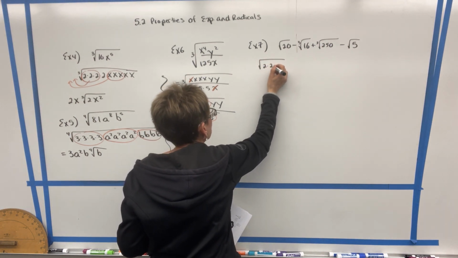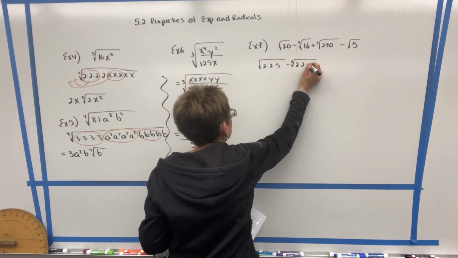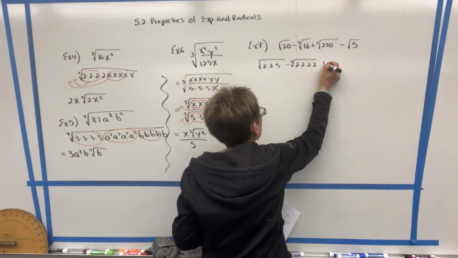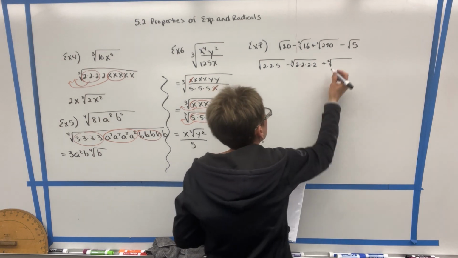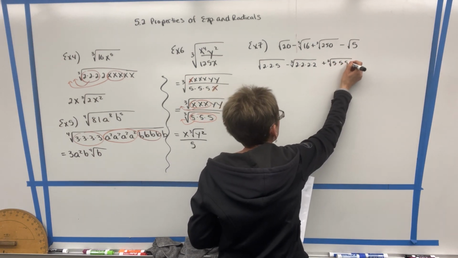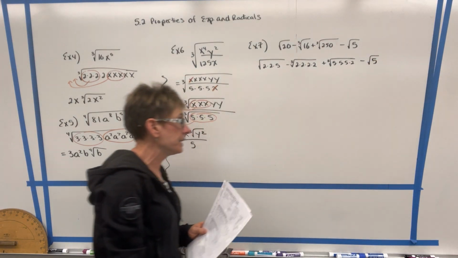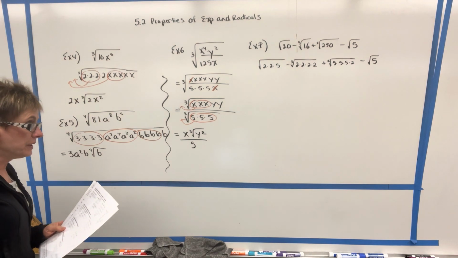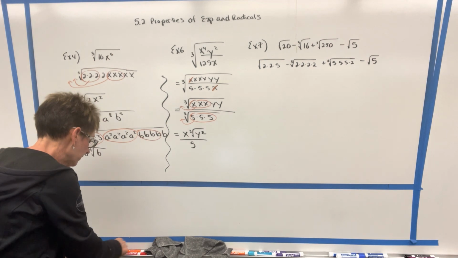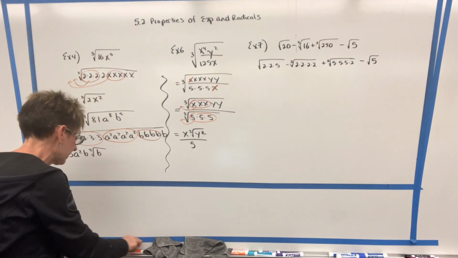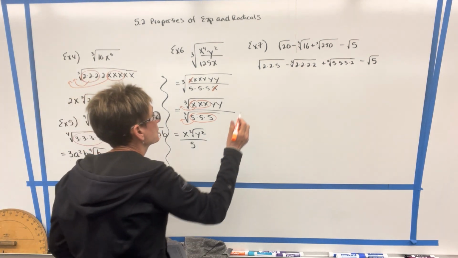20 is 2 times 2 times 5. 16 is 2 times 2 times 2 times 2. 250 is 5 times 5 times 5 times 2. And this 5 on the end can't be factored anymore, so we're good there. Notice that 2 of our radicals are cube roots and 2 of them are square roots. We also need to have what we call the same index, so we can only combine square roots with square roots and cube roots with cube roots.